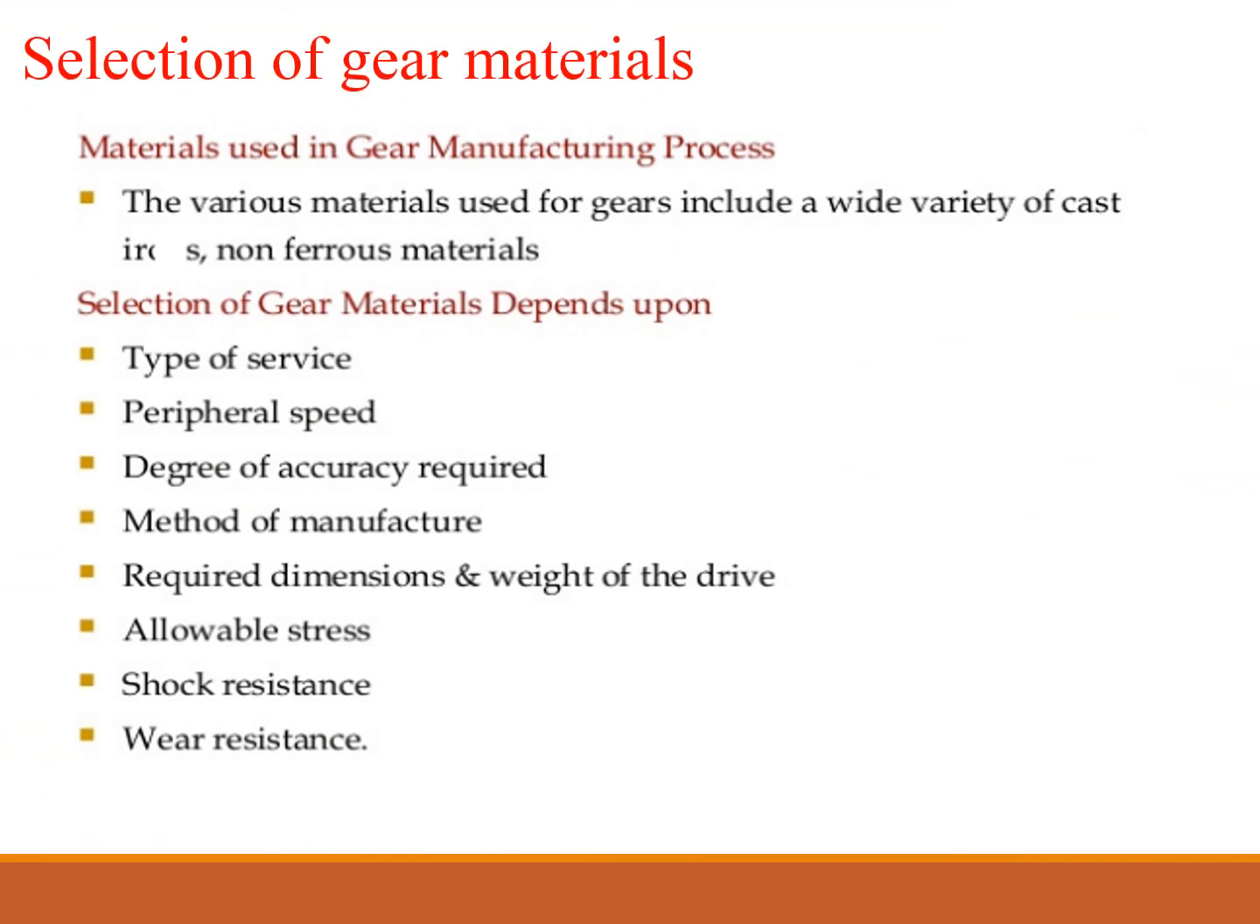Materials used in the gear manufacturing process. The various materials used for gears include a wide variety of cast iron and non-ferrous materials. Selection of gear material depends upon type of service, peripheral speed, degree of accuracy required, method of manufacturing, required dimensions and weight of the drive, allowable stress, shock resistance, and wear resistance.